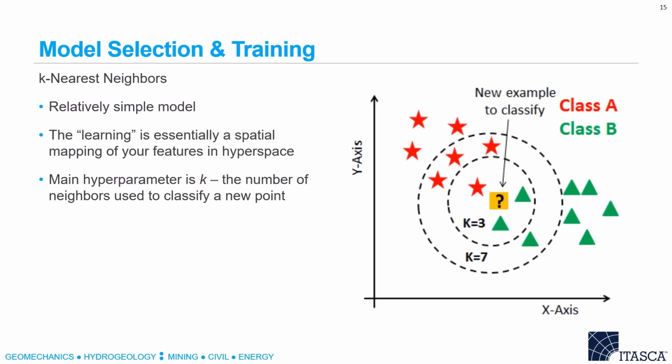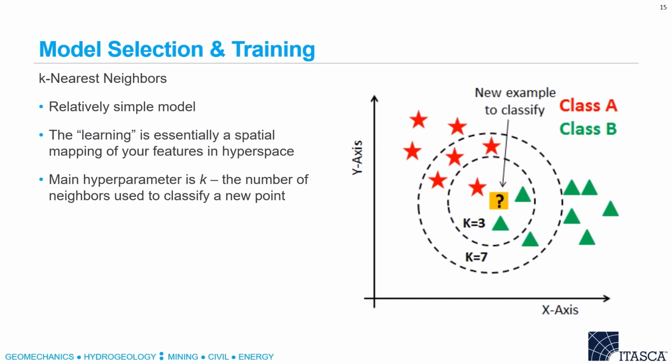Now, a few things to say about k-nearest neighbors. This is a relatively simple machine learning model, where the main hyperparameter controlling how the model is constructed is k, the number of neighbors used to predict a new point. The learning is essentially a spatial mapping of your features in hyperspace. While this is pretty straightforward and easy to visualize in 2D, this can get more complicated in higher dimensions.